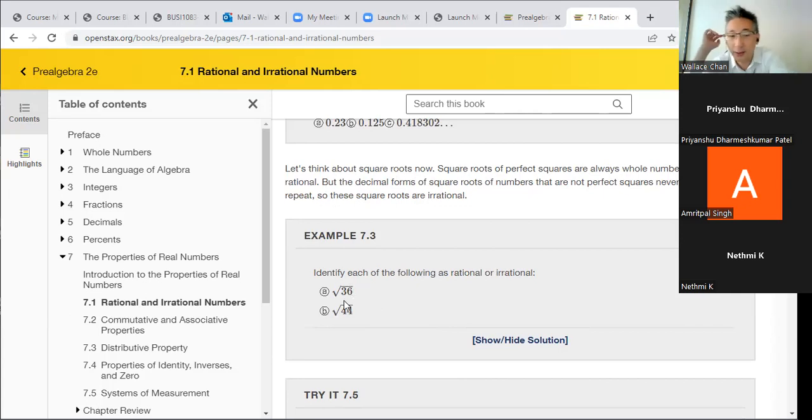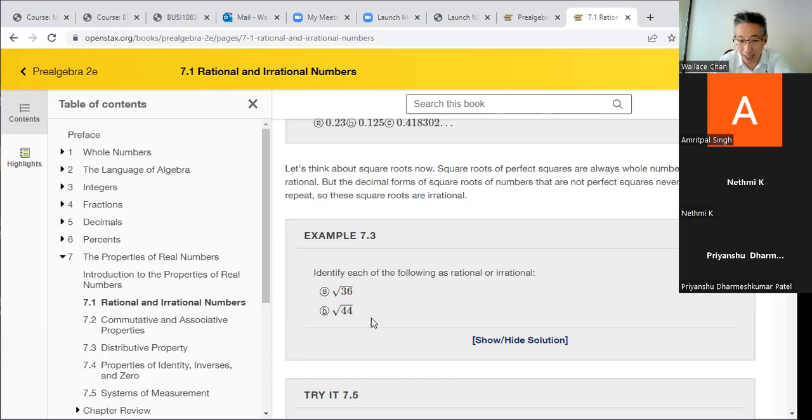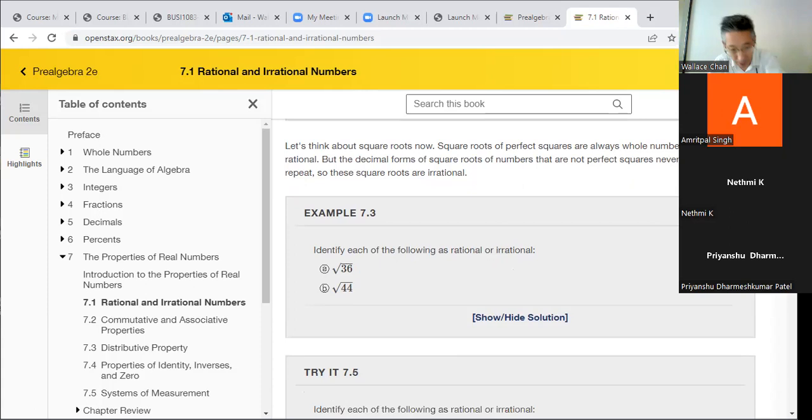For example, the square root of 36, rational or irrational? It's rational, because 6 times 6 is 36, so the square root of 36 is 6. Secondly, the square root of 44, is it rational or irrational? It's irrational, very good. Because it's not a perfect square, the square root is a decimal with no pattern, and it also doesn't stop.